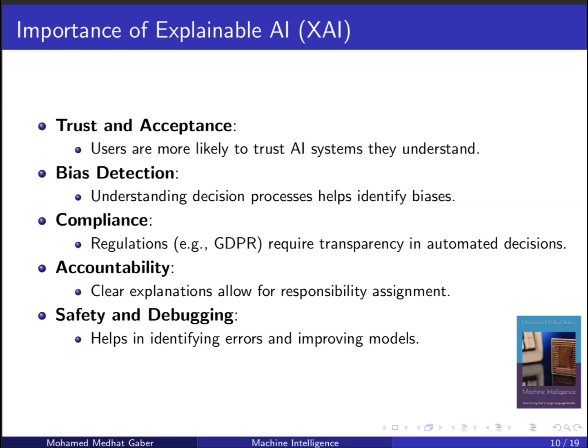In summary, the importance of explainable AI cannot be overstated. It is a critical component in building ethical, trustworthy, and effective AI systems. By prioritizing transparency and understandability, we can maximize the benefits of AI while mitigating risks and fostering positive relationships between AI systems and the societies they serve.